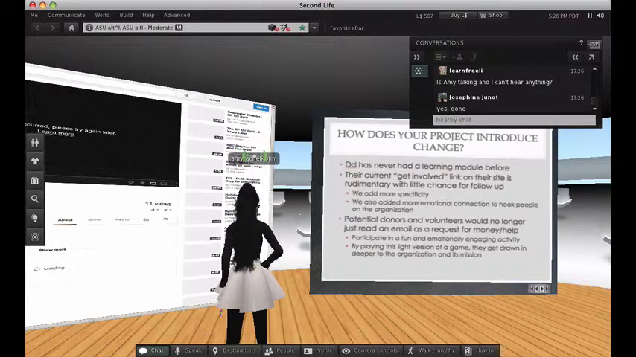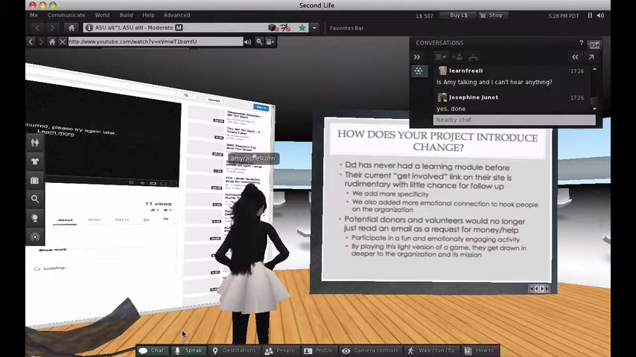I'm sorry, it's just echoing so much. I don't know how to turn that off. Can somebody please turn off their speaker? Just make sure your speaker button's turned off.